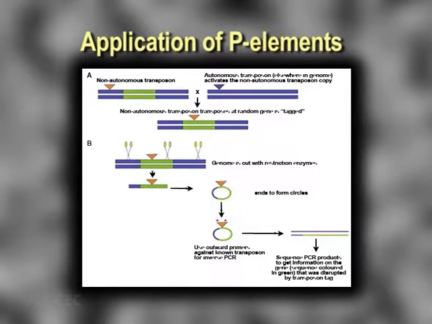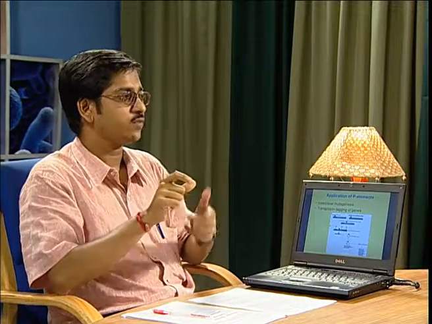Now first we can use P element to cause insertional mutagenesis. So what is it? Now let's say this is the actual position of the P element. Now because the P element can hop, that is move around because of its transposase activity, it can go and get inserted at different locations. Now if the gene of interest is present in the vicinity of such locations where the P element will get inserted, then it will disrupt those. So this is what we know as insertional mutagenesis.